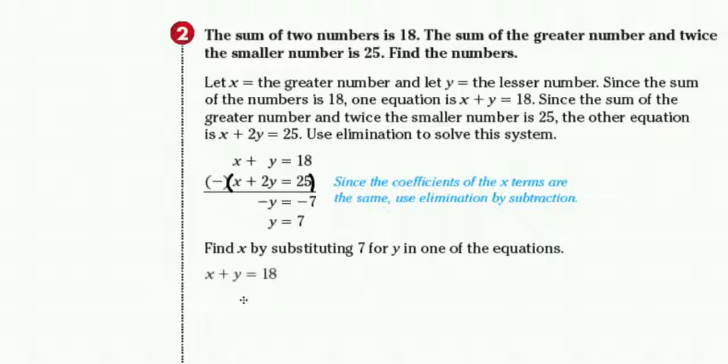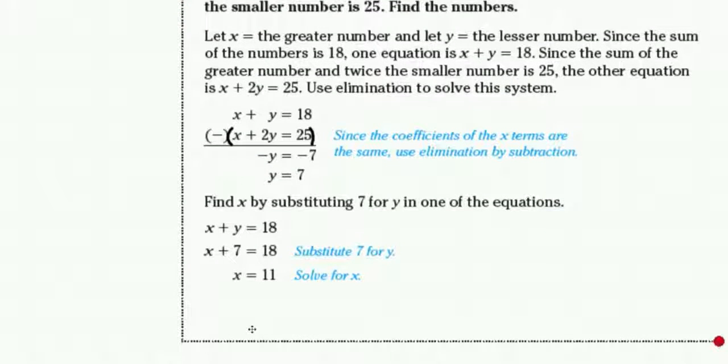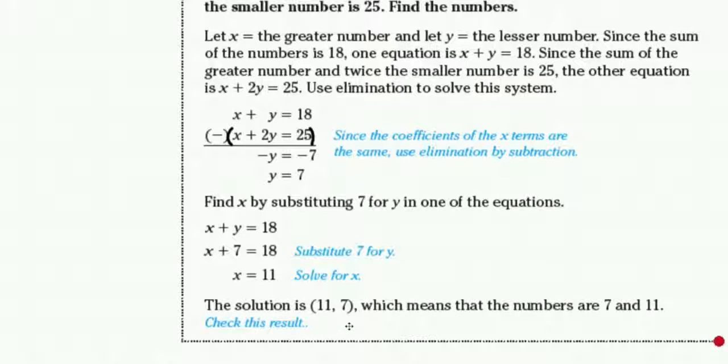So if you use x plus y equals 18 and substitute the value for y, we end up with x plus 7 equals 18, and then we simply subtract 7 from both sides. We end up with x equals 11. So the solution is 11, 7, which means that the numbers 7 and 11 are the ones that we are looking for.